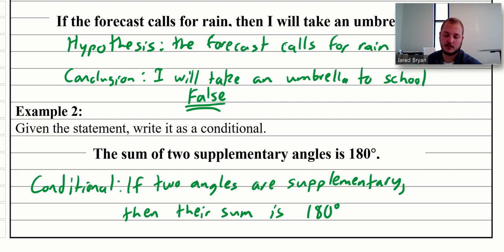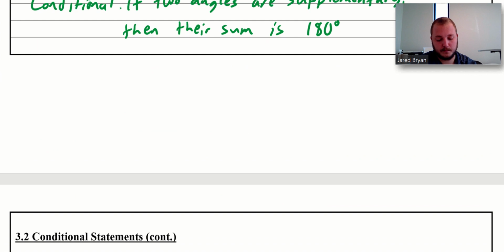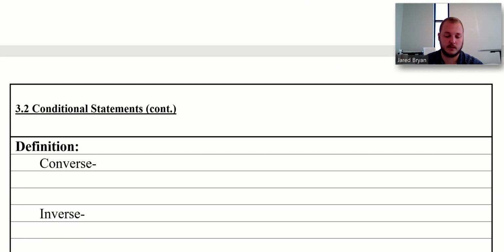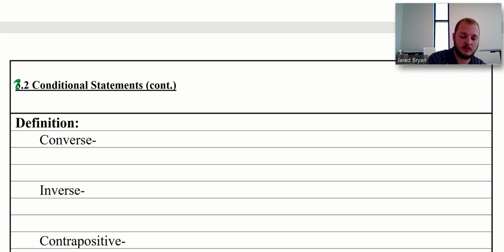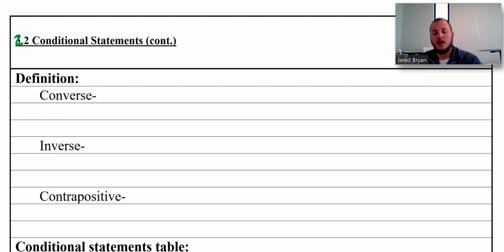Okay, so moving on to the next one here. Well, this is 3.2, that should be 2.2. Okay. Next part here, we need to talk about different ways to write these because there's a conditional statement and then I have what we call the converse, the inverse, and the contrapositive.